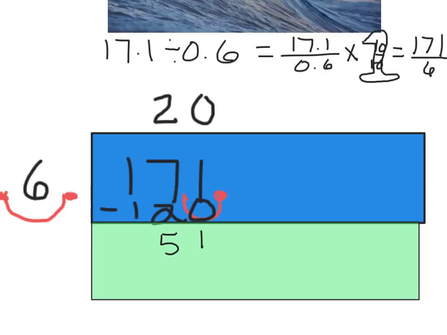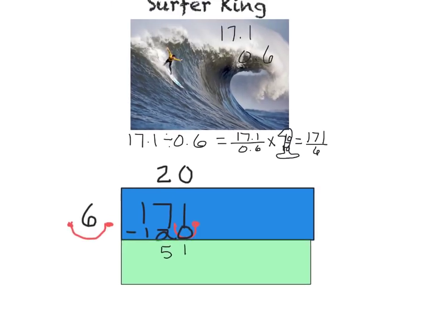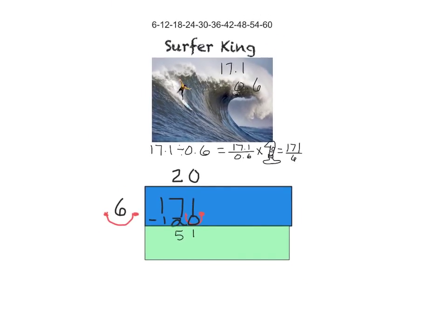And now I know that 6 can't go into 5. So now I'm going to be looking for the 51. So I'm going to come back up here and start looking. And 6, 12, 18, 24, 30, 36, 42, 48, 54. 54 is too much. So I'm going to come right back here to 48. And that's 1, 2, 3, 4, 5, 6, 7, and 8. So I'm going to put an 8 right there.